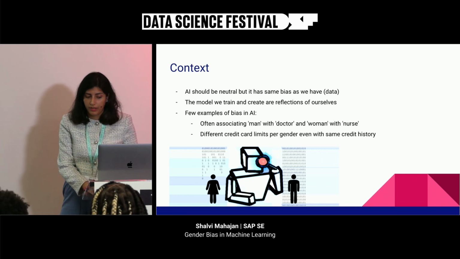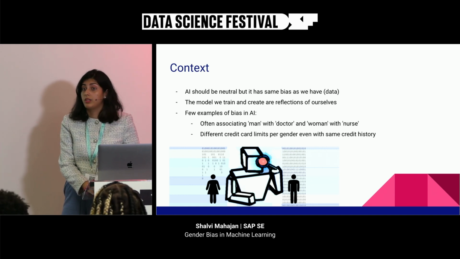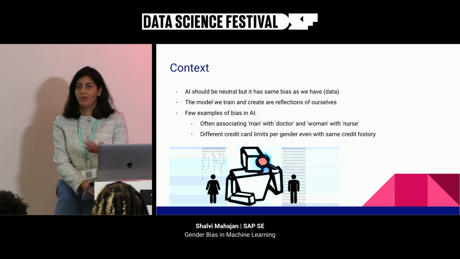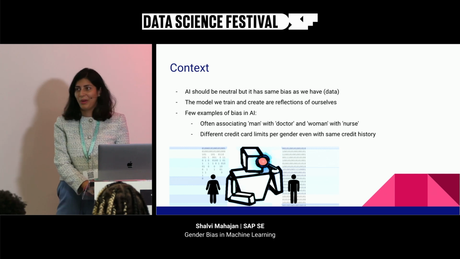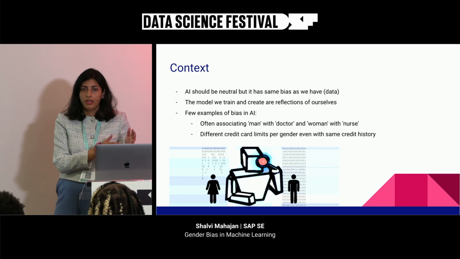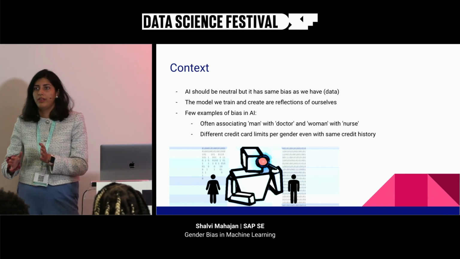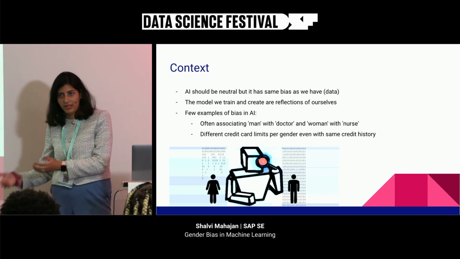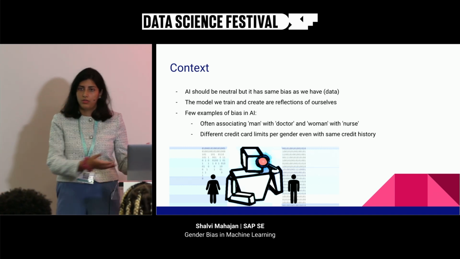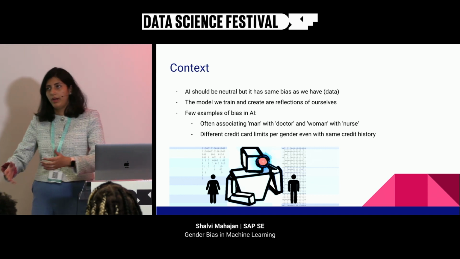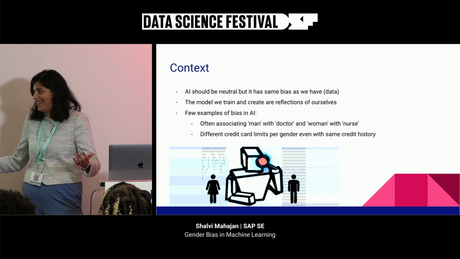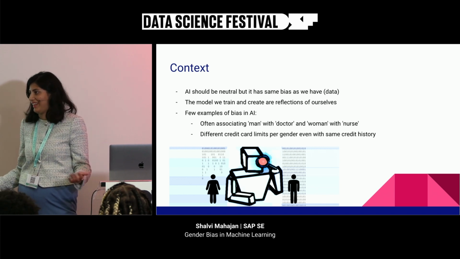There are different credit card limits per gender, even with the same credit history. While applying for jobs, there are so many cases where women get filtered out because, I don't know, maybe they're not fit for some reason. So when I'm talking about gender bias, it's definitely not just women. Women are already treated as second-class citizens. Think about all the other genders we have, the gender neutral, non-binary, things like that, right? So where does everyone fall then, if women are also already in the second-class position?